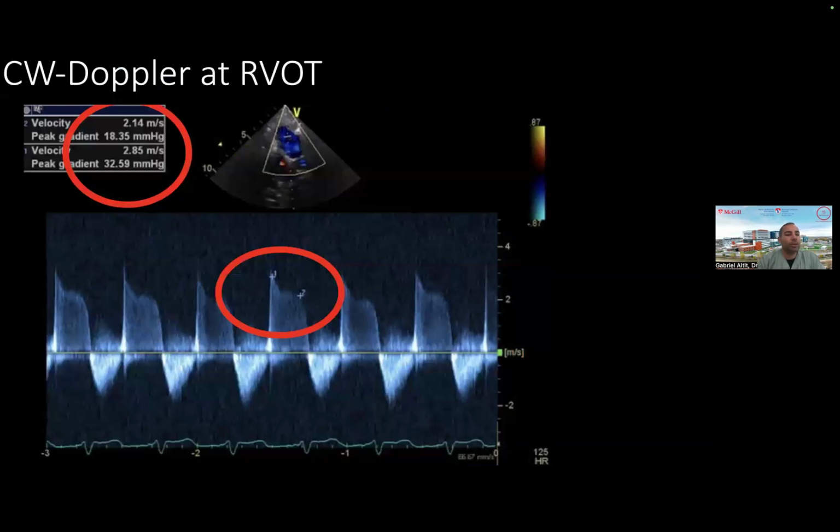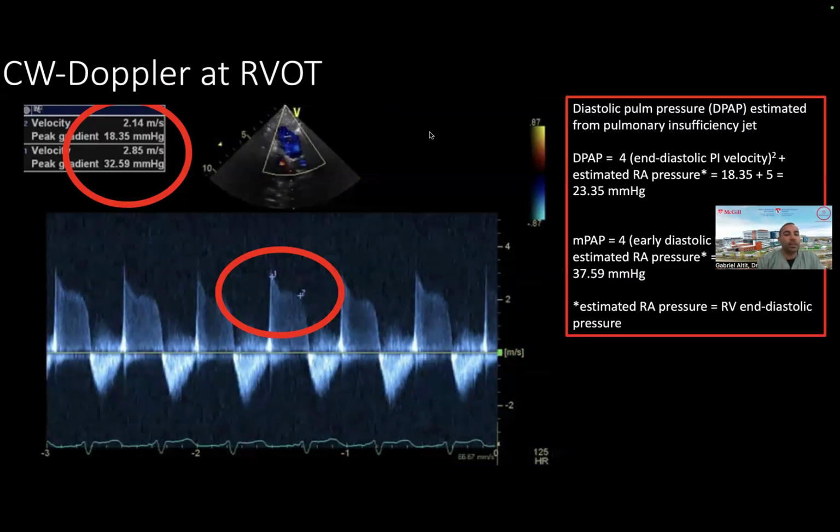Oh, the beautiful Doppler. Do you guys know what this Doppler is? Pulmonary insufficiency jet. So what does the pulmonary insufficiency jet inform you? It informs you on the diastolic portion of the cardiac cycle. That's also on the quiz.